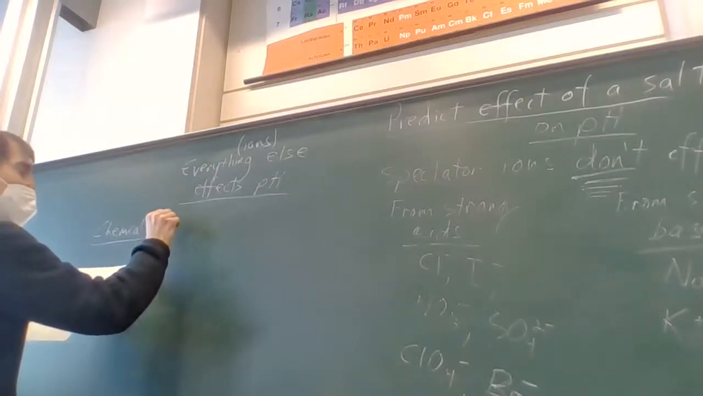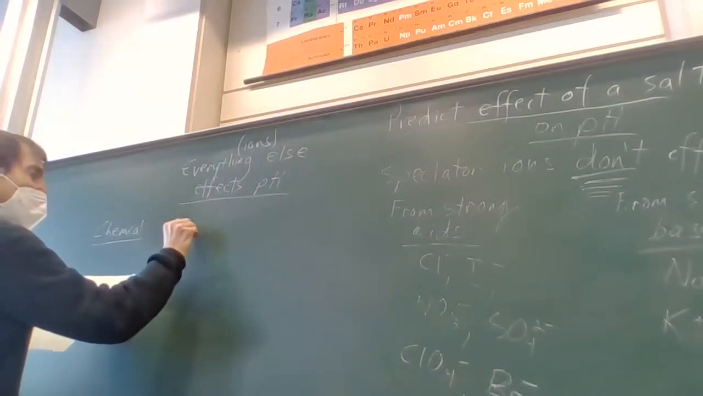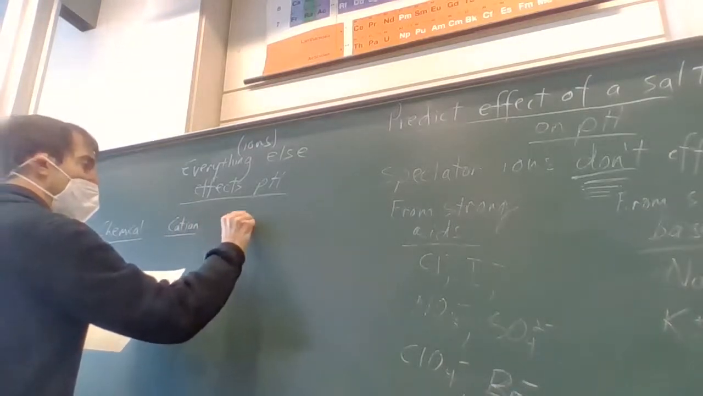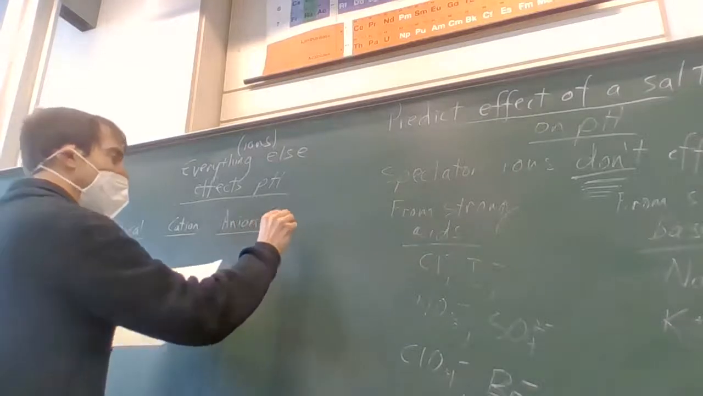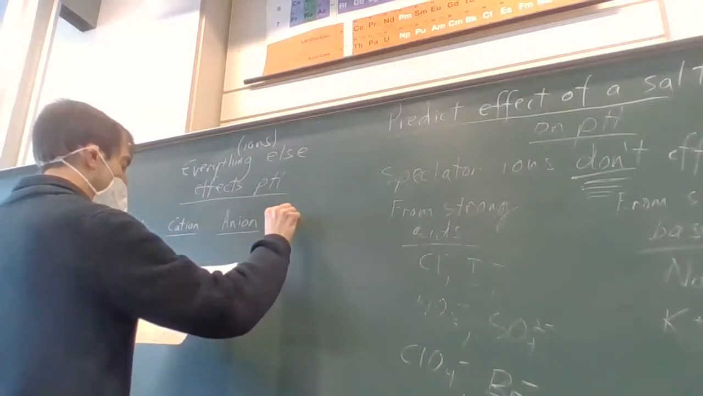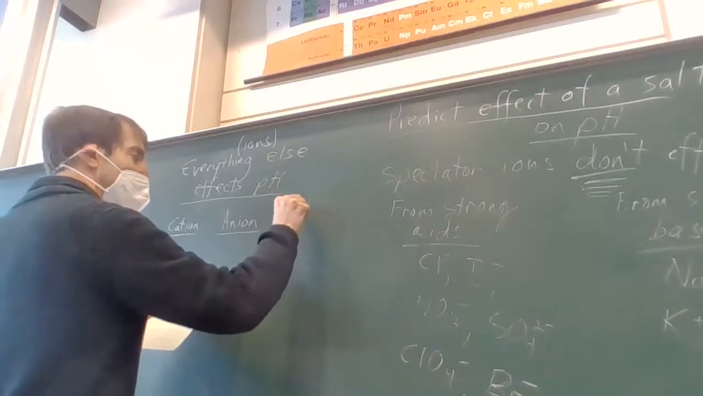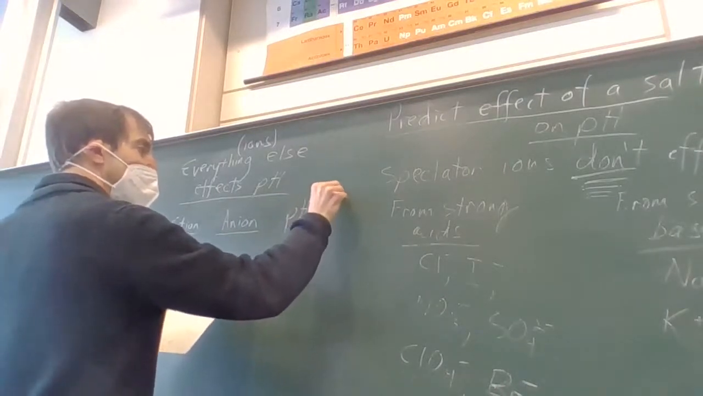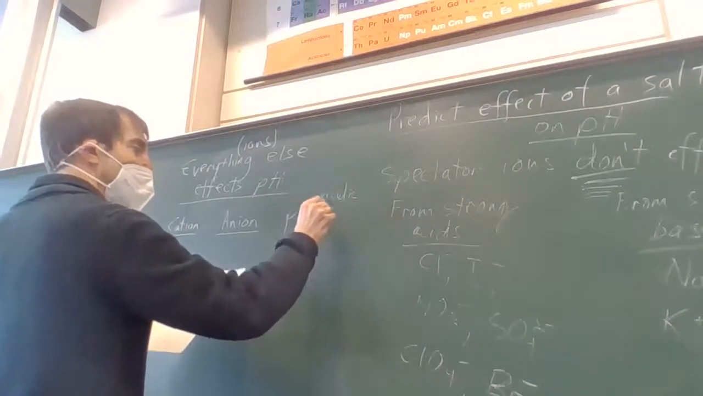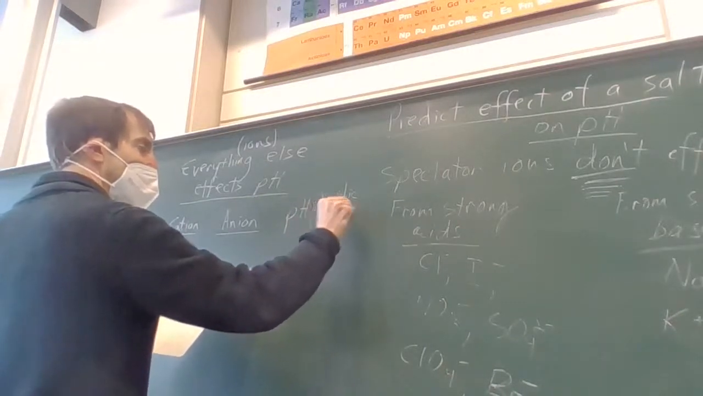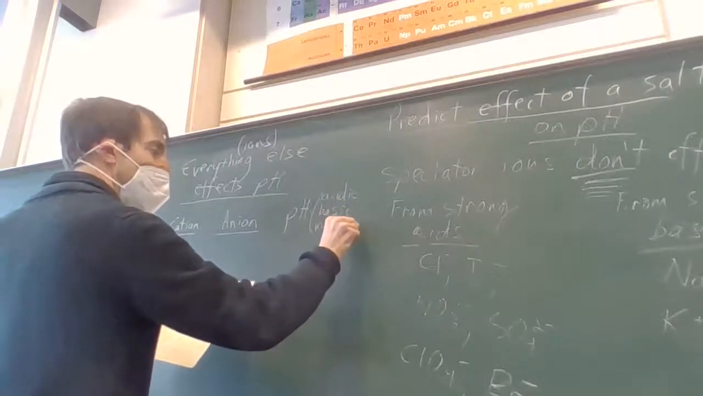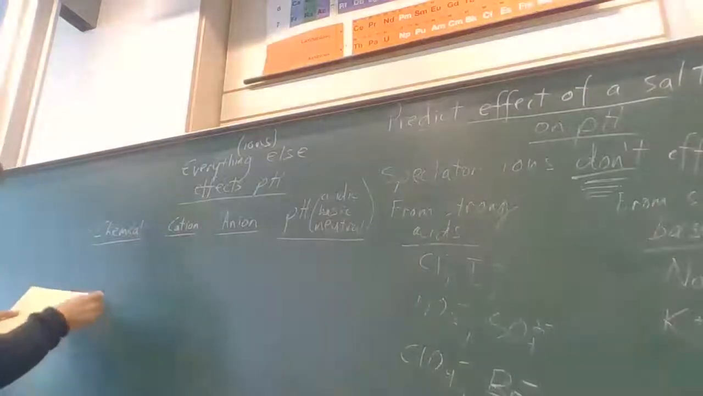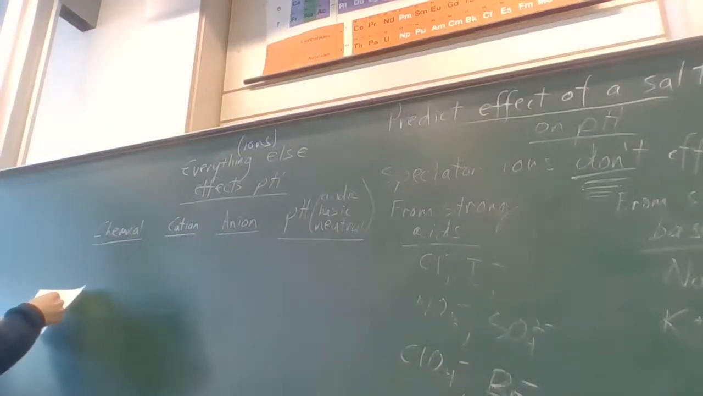And we're going to do the cation, anion, and then pH. And we're going to just say acidic, basic, neutral. Okay, here we go.